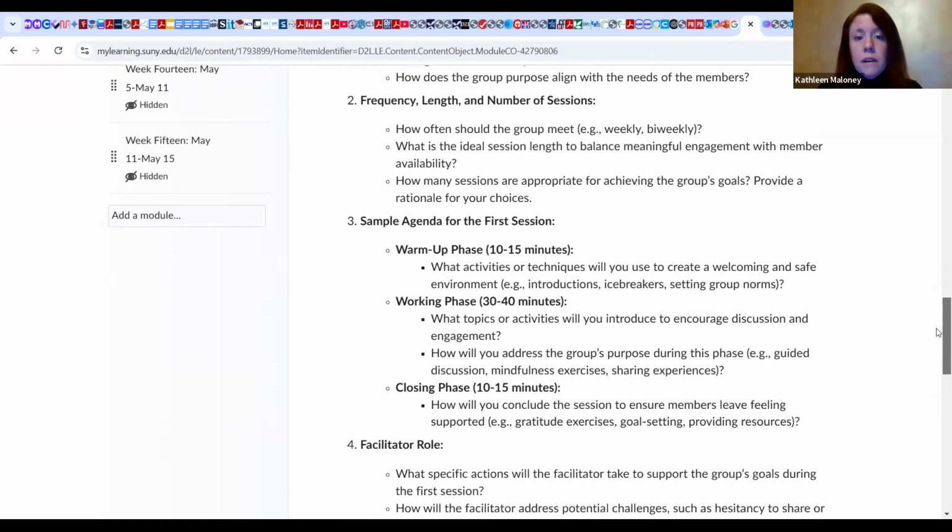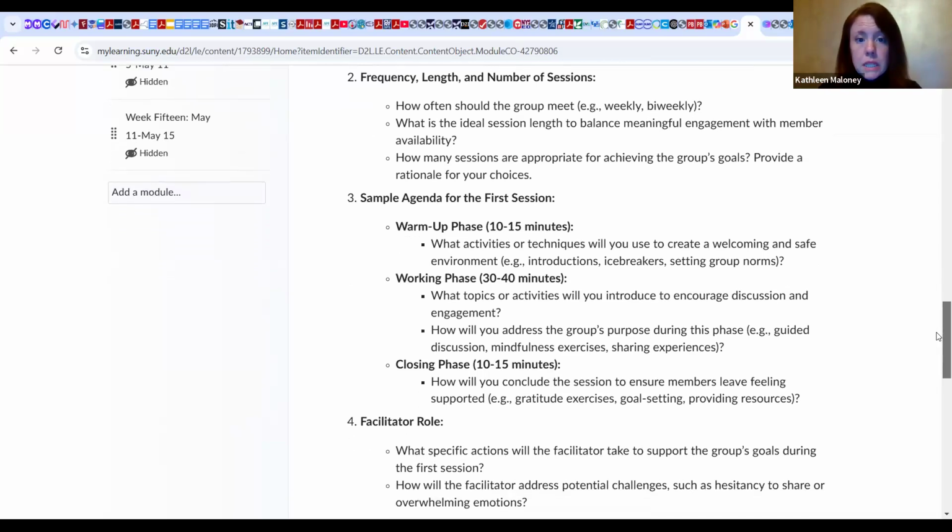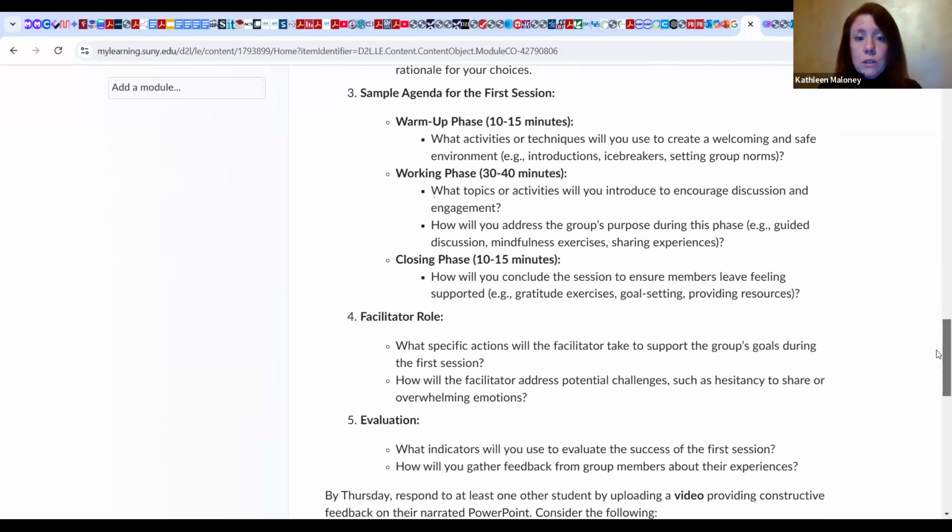You'll have another slide based off of the frequency, length, and number of sessions. So how long should the group meet? Please refer back to your textbooks in regards to thinking about your audience or the group members and how long typically they should meet based on what the purpose is. Your sample agenda. This is where you'll have an opportunity to create an agenda.